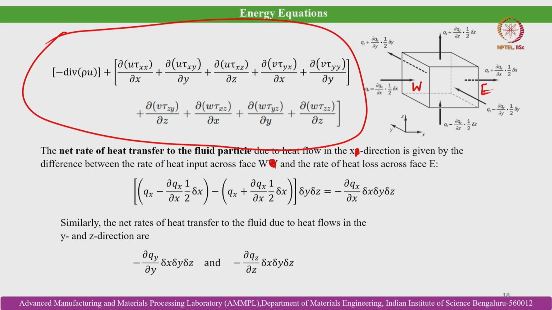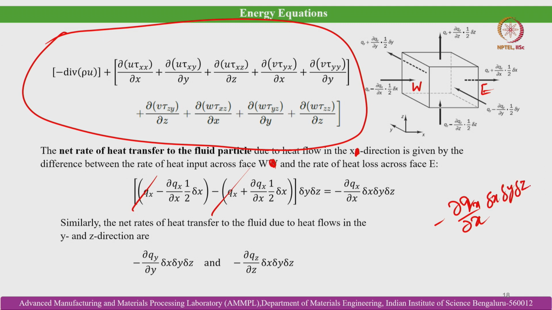So here the heat input through the west face is Qx minus del Qx by del x into delta x by 2, minus the heat exiting from the east face, that is Qx plus del Qx by del x into delta x by 2, multiplied by delta y delta z. If you see, these terms get cancelled and then this becomes negative. Because there are two minus signs, it becomes minus del Qx by del x, multiplied by delta x, delta y, delta z.